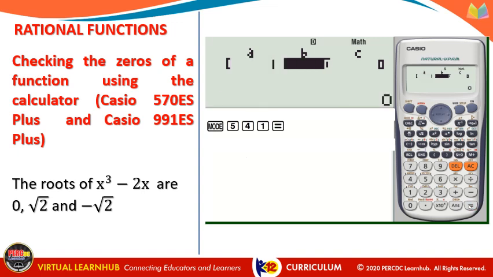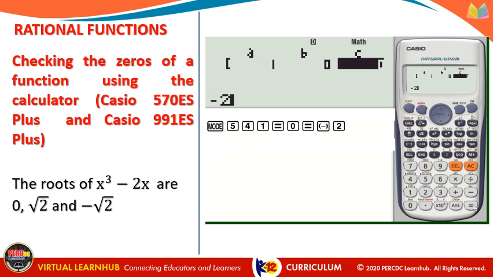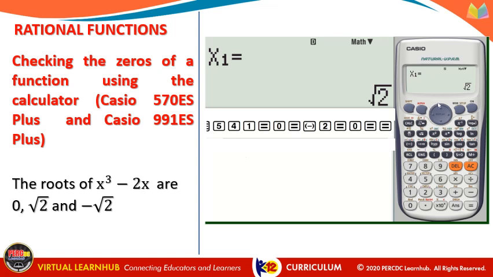Ano yung B? Coefficient ng x squared. Makikita natin walang x squared. Kaya ilagay lang natin 0. Ano ang C? C is coefficient ng x, which is negative 2. So let's put here negative 2, press equals. D is the constant. Walang constant term, kaya ilagay lang natin 0. Pag nailagay na lahat, just press equals. Makikita na natin yung mga roots natin.